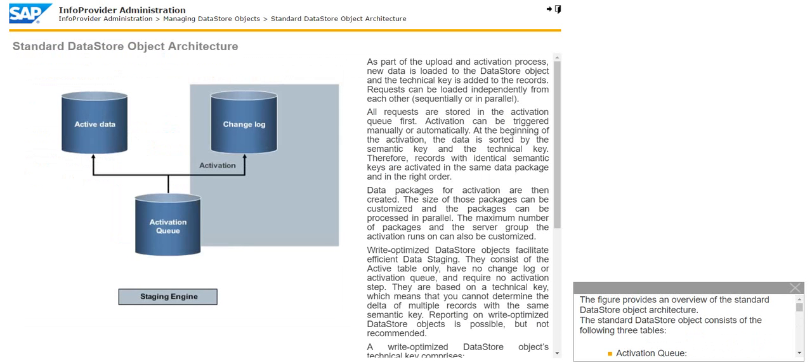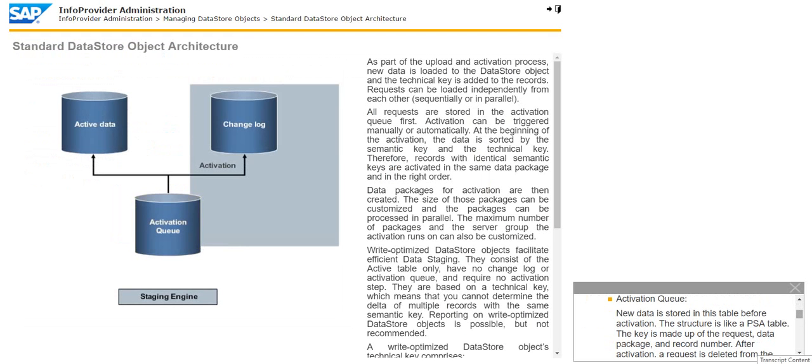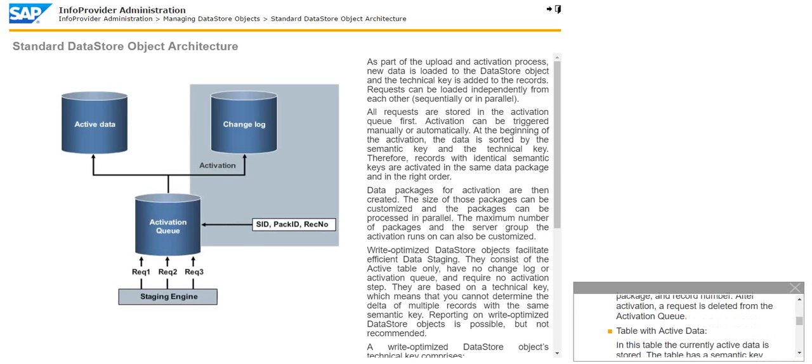The standard data store object consists of the following three tables. Activation queue. New data is stored in this table before activation. The structure is like a PSA table. The key is made up of the request, data package, and record number. After activation, a request is deleted from the activation queue.